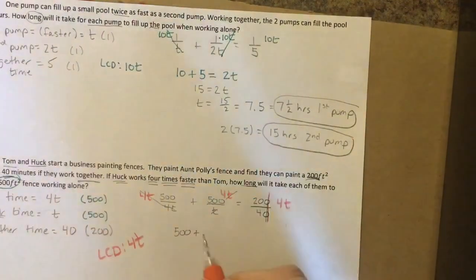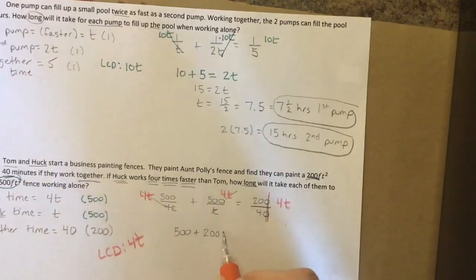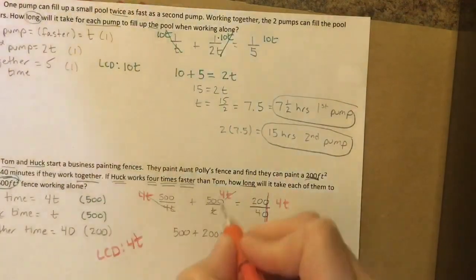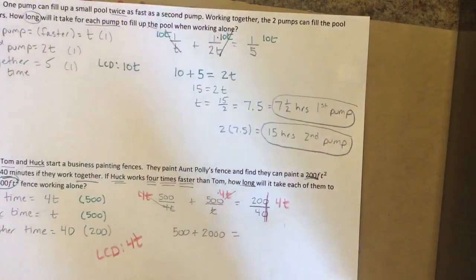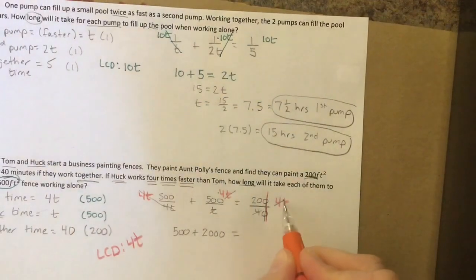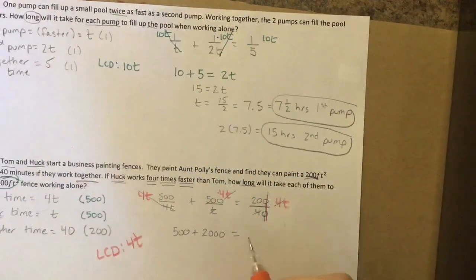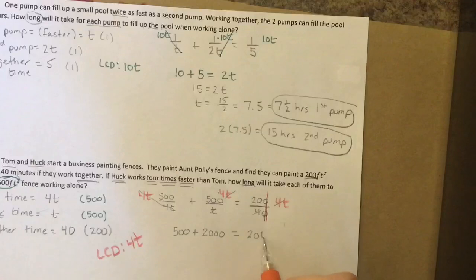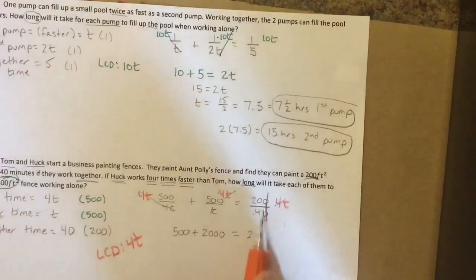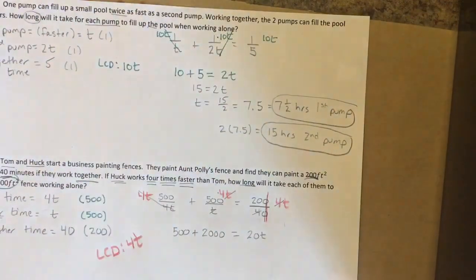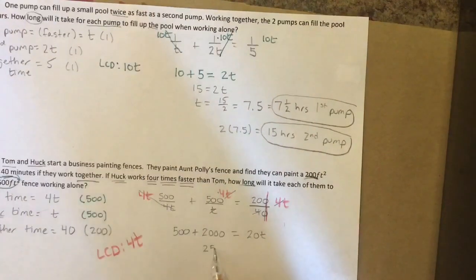So 500 times 4, that's what? 2,000, right? Equals. Now here the 4's cancel. And I get 20T, because I canceled that 0. So 20 times T, 20T. So this is 2,500 equals 20T. Let's divide it out.